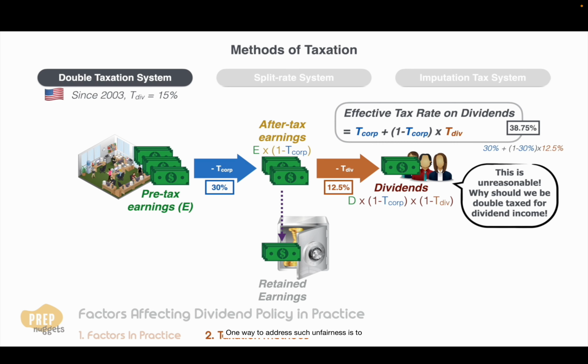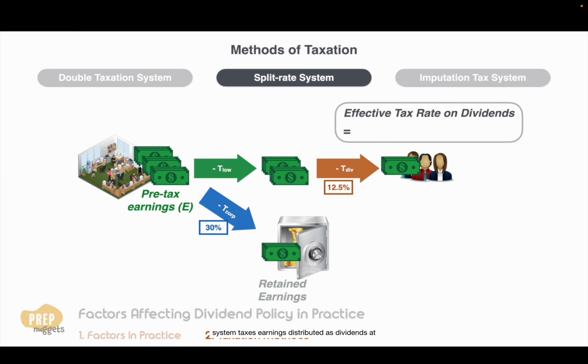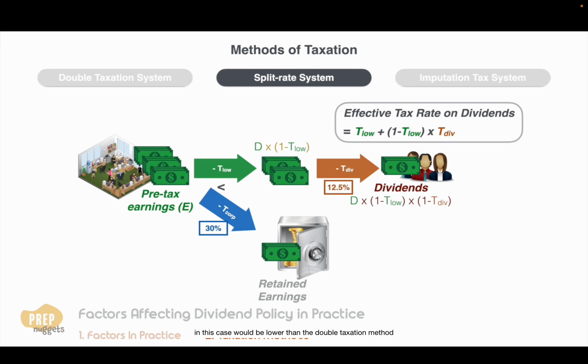One way to address such unfairness is to adopt the split rate tax system. A split rate corporate tax system taxes earnings distributed as dividends at a lower rate than earnings that are retained. As such, the effective tax rate on dividends in this case would be lower than the double taxation method because we apply the lower rate. The effect is to offset the higher tax rate applied to dividends at the individual level.